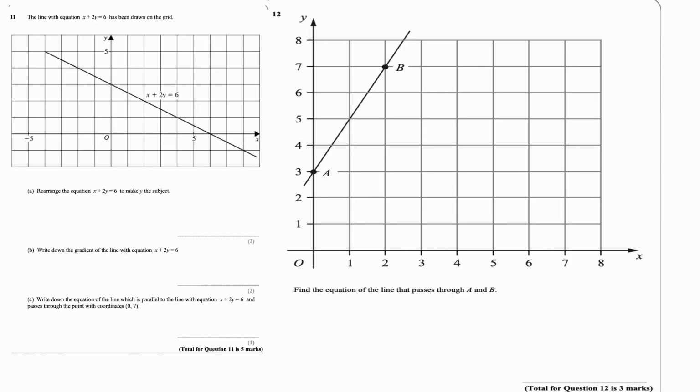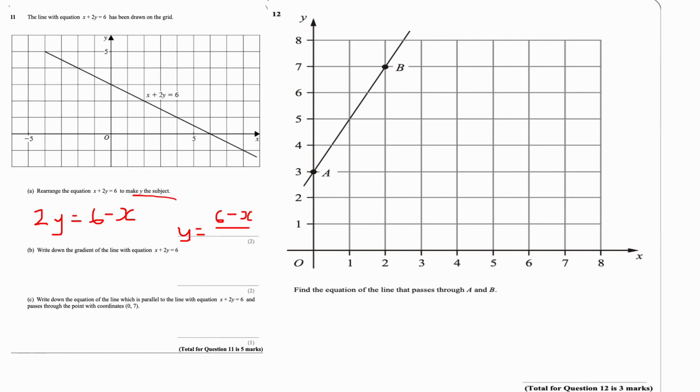This is question number 11. The line with the equation x plus 2y equals 6 has been drawn on the grid. Part A, rearrange the equation x plus 2y equals 6 to make y the subject. So if I take away x on both sides, I get 2y is equal to 6 minus x. Dividing it by 2, I get y is equal to 6 minus x, all over 2.